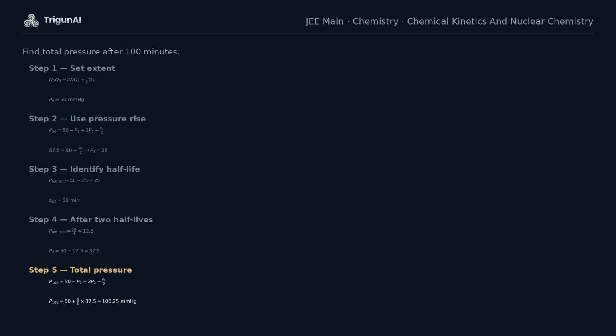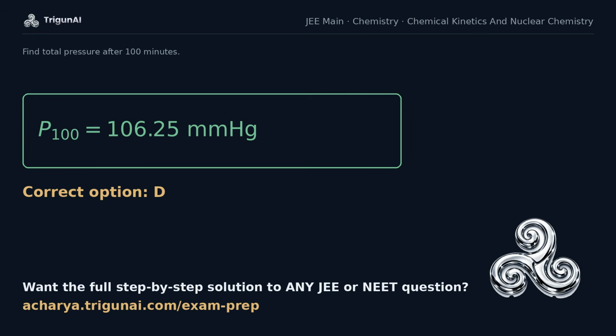Now add the partial pressures of remaining reactant and products at 100 minutes. This gives 106.25 mm of mercury. Therefore, the pressure after 100 minutes is 106.25 mm of mercury, so the correct option is D.